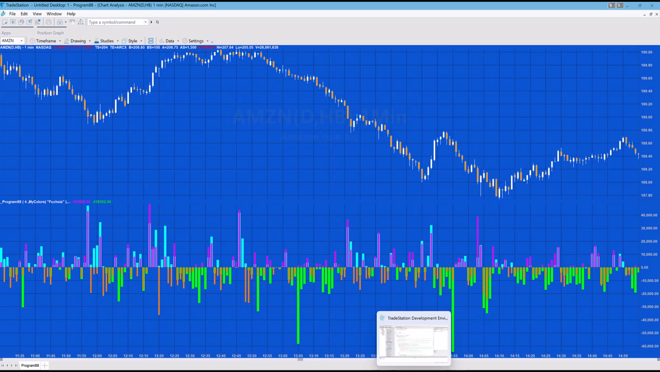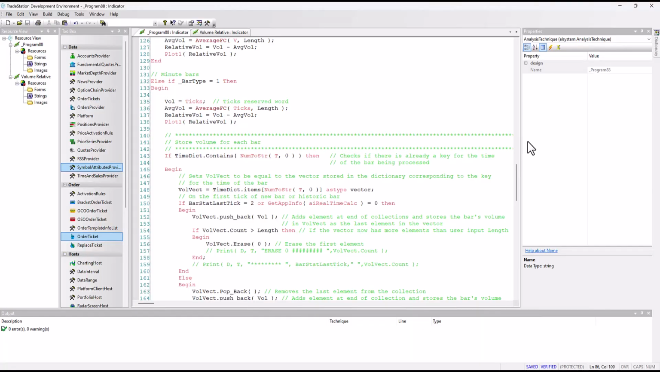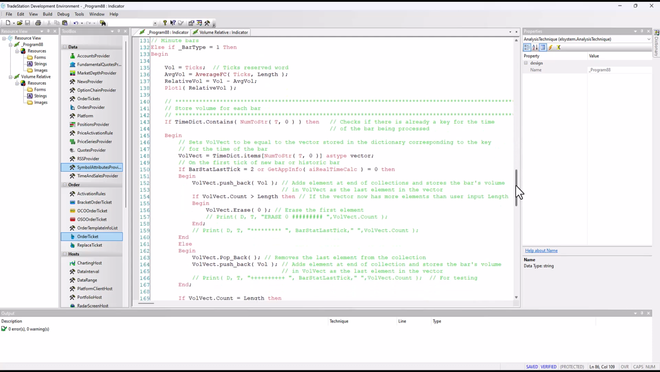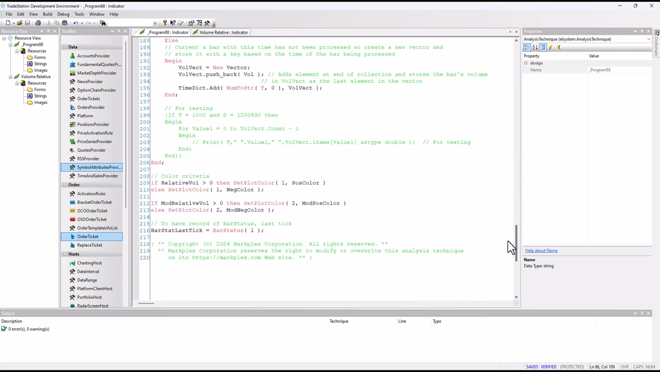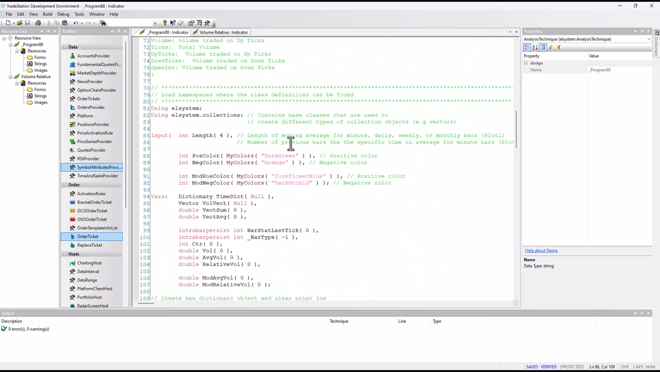As far as the program's concerned, there are several things that you might find of interest, particularly using the dictionary, using vectors, and determining the colors, because we're using this TradeStation function, my colors, which allows you to use a wider gamut of colors. Anyway, hopefully you might find this useful.